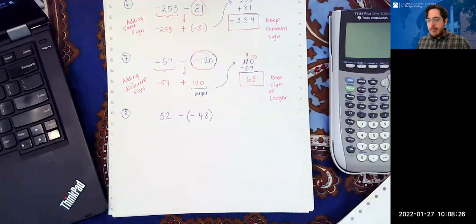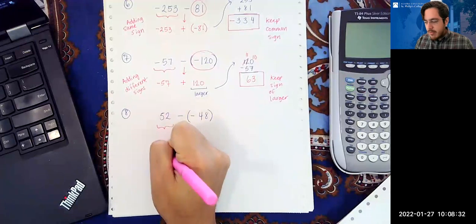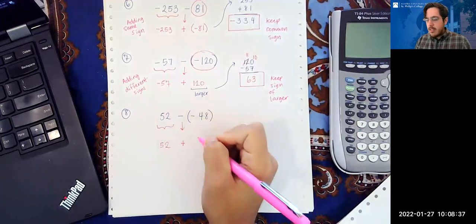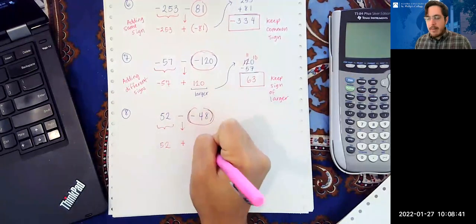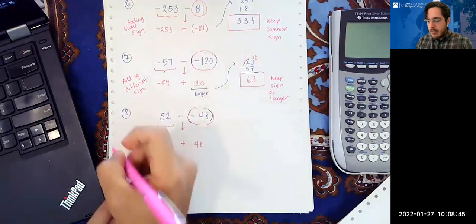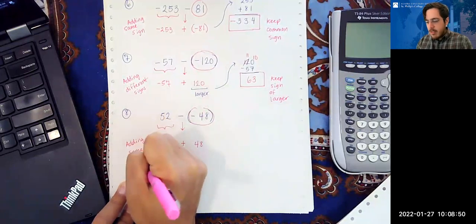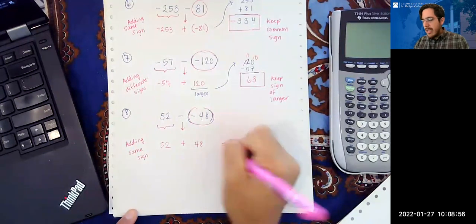For the last problem, right, we should keep, change, change. So let's go ahead and keep 52, change to addition, then change this number to its opposite, 48. Well, now we're just adding numbers that are positive, right? Adding the same sign. So I should just add those numbers up, keep the common sign. Yep, we should get 100 here.